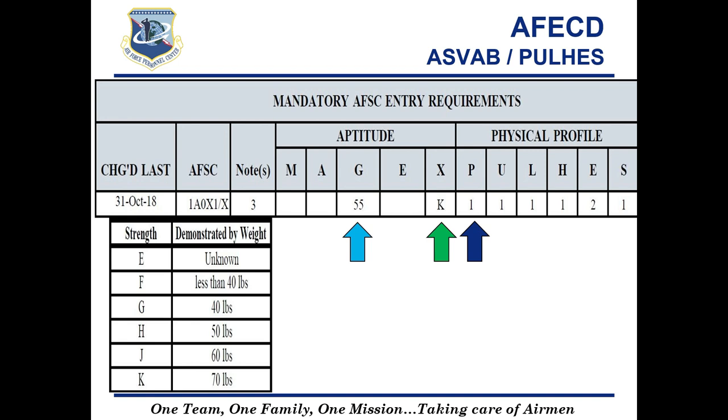Okay, so now let's talk about PULHEES. So what is PULHEES? What does that acronym even stand for? What are all these numbers and letters? PULHEES stands for Physical Profile Serial Chart. Once again, that's Physical Profile Serial Chart, right? So that first one under G is your aptitude, right? And then, so your ASVAB, et cetera, so on and so forth.